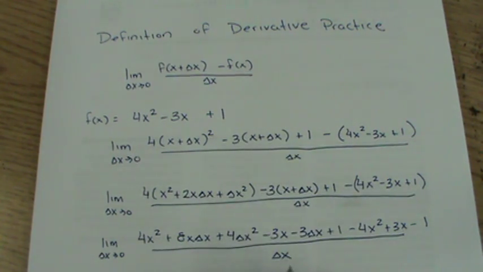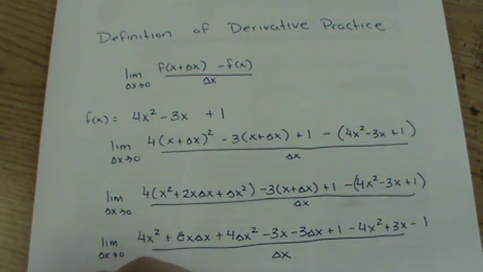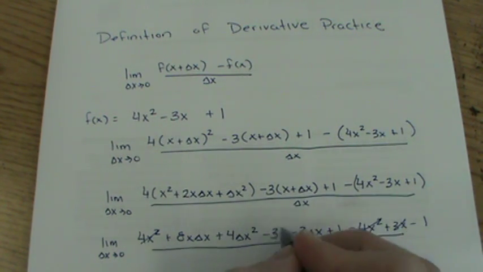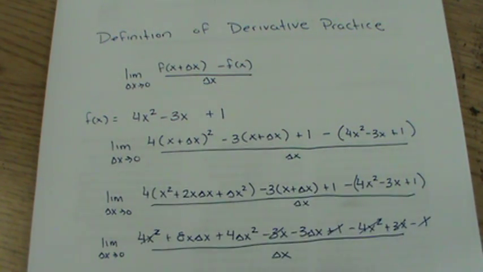Now, if this is done correctly, everything that does not have a delta x should cancel out. It's kind of your first indication of if you made a mistake somewhere. So if I look at this, the 4x squareds are going to cancel out, the 3x's are going to cancel out, and the 1's are going to cancel out. Now this leaves me with 8x delta x plus 4 delta x squared minus 3 delta x all over delta x. Now you notice they all have a delta x.